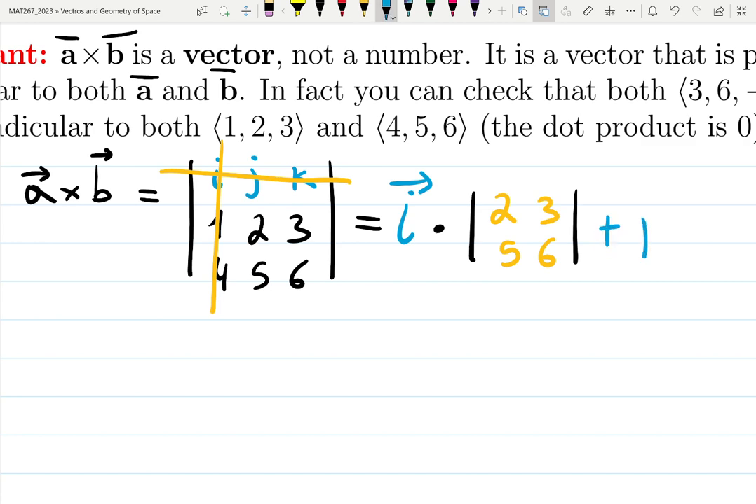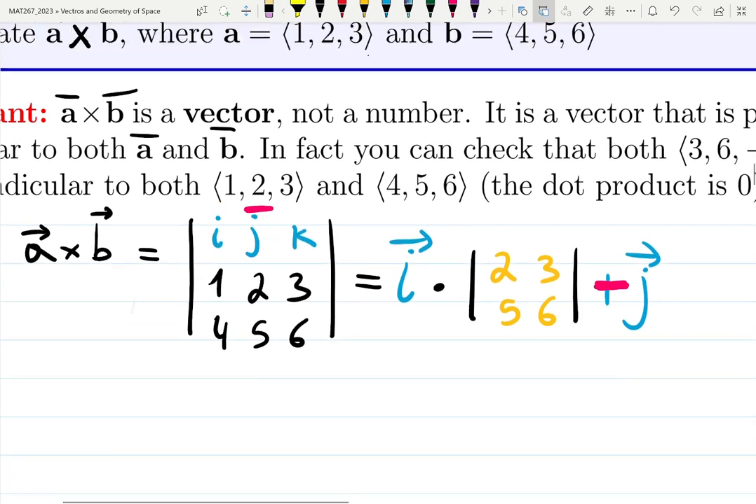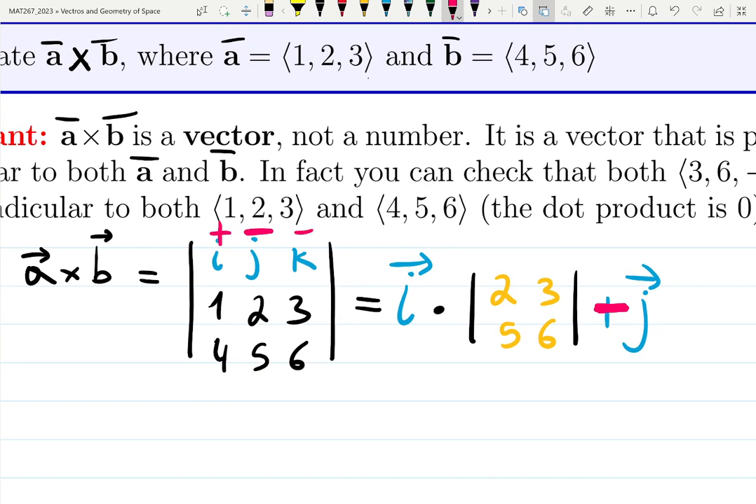Now, plus j. I'll make a couple of mistakes on purpose to see that you're paying attention. Minus, exactly. Be very careful with this. That's a very upsetting mistake people make, because then everything is wrong. So minus. People put plus, minus, plus. Or just remember the second one is minus.